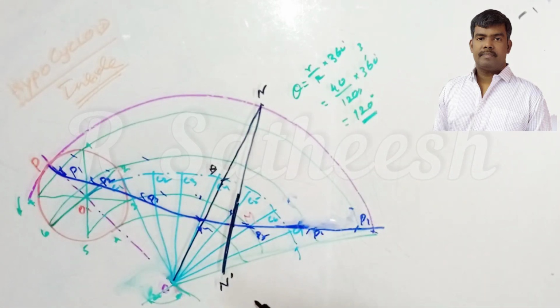Clear? Then we know that the tangent and normal are both perpendicular. Therefore, you draw one perpendicular line to N dash passing through M, that is T dash. It is the tangent. Clear?